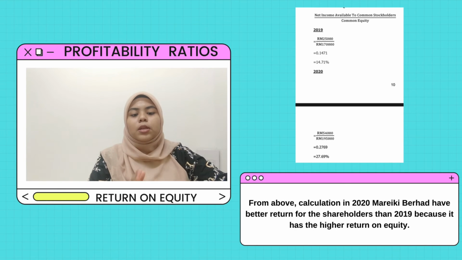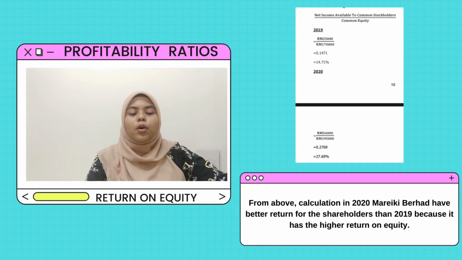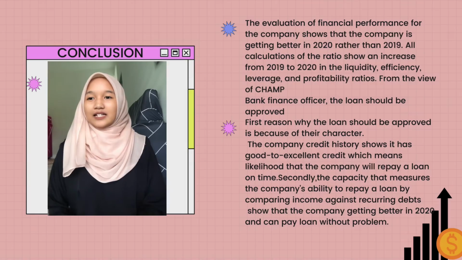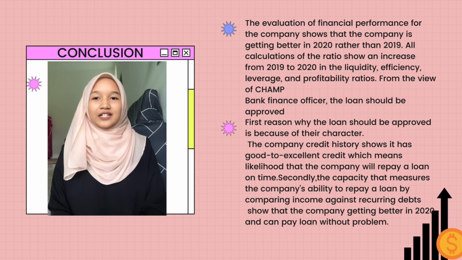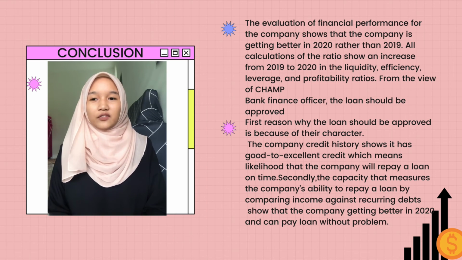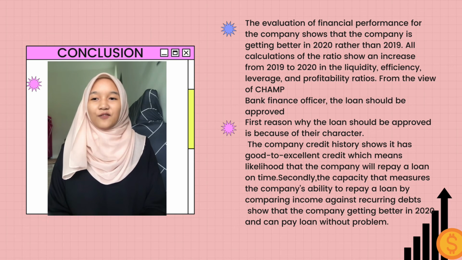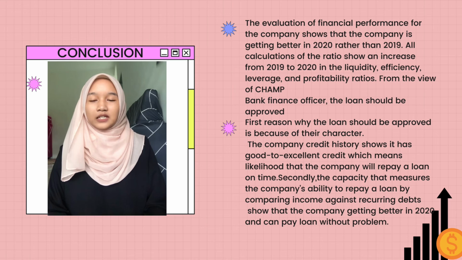The last one is return on equity. From the calculation, in 2020, Mareiki Berhad has a better return for the shareholders than 2019 because it has a higher return on equity in 2020. The evaluation of financial performance for the company shows that the company is getting better in 2020 rather than 2019. All calculations of the ratio show an increase from 2019 to 2020 in the liquidity, efficiency, leverage, and profitability ratios.